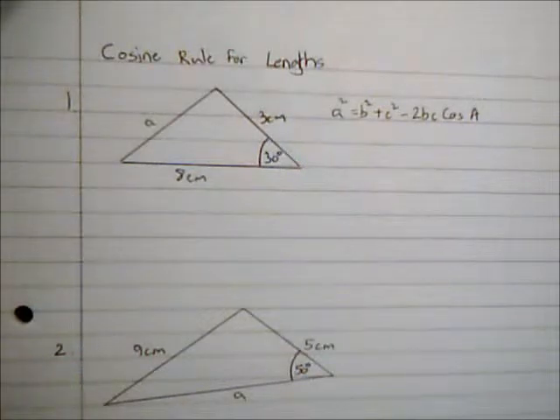And this works just as well if we switch it round, so we could write it as b squared equals a squared plus c squared minus 2ac cos B, or c squared equals a squared plus b squared minus 2ab cos C. Well, we generally just need this one form.